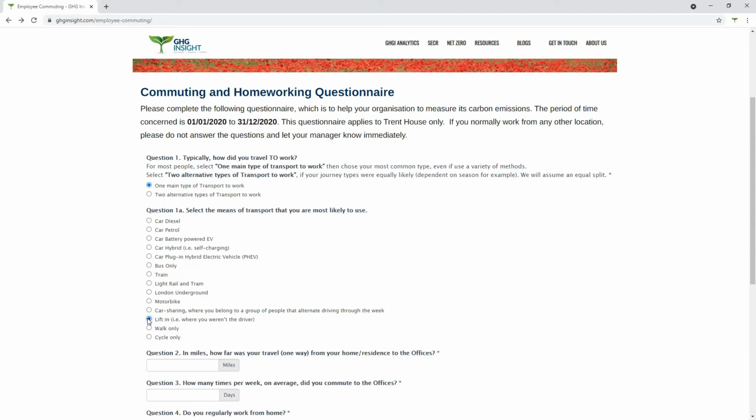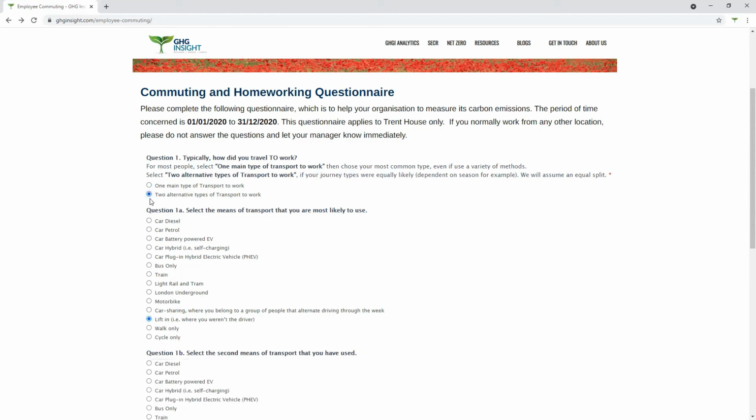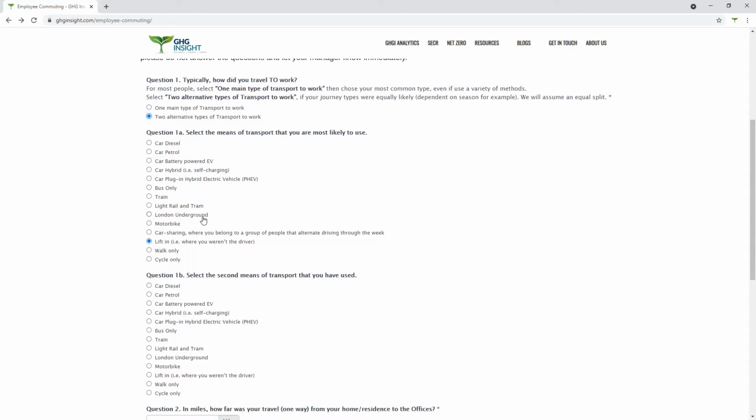We will now look at an example where you have 2 different methods of getting to work. I will select 2 alternate types of transport to work. Selecting this option opens up 2 lists, allowing you to select a different transport type in each. I am going to select petrol car in the first list, perhaps my winter choice, and then motorbike in the second, my choice in summer.